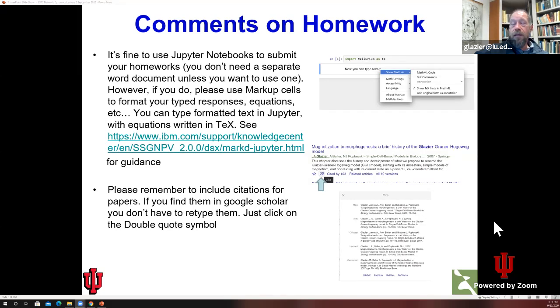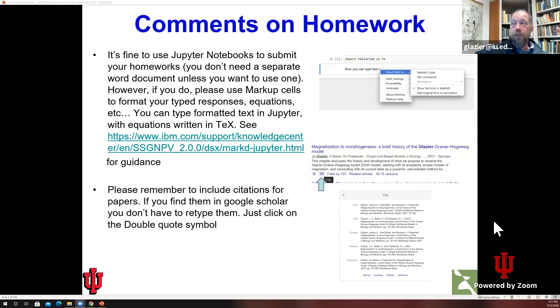And then again, for your project proposals and elsewhere, if we're talking about papers, I think I said this the other day, please do that beyond just the name of the paper and the link. It's helpful to have the link, but it's also helpful to have the bibliographic reference.